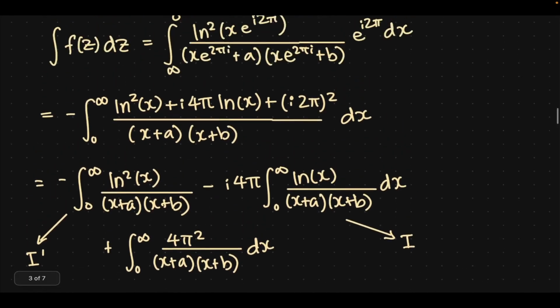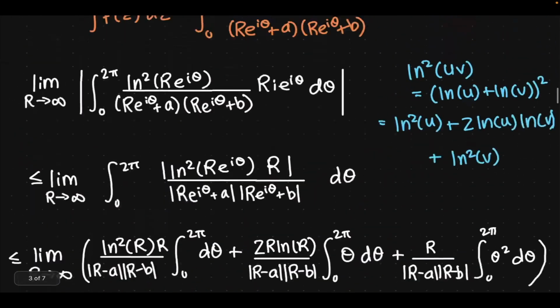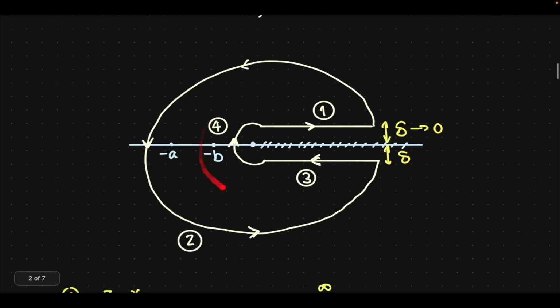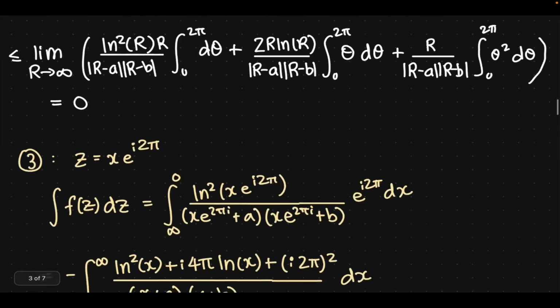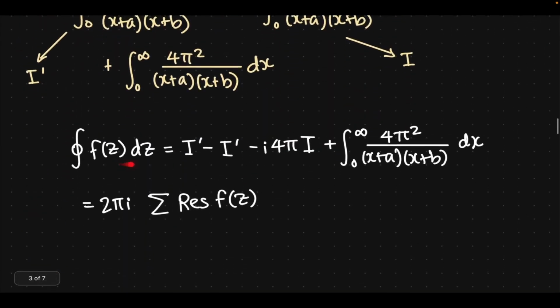Okay, now if we combine everything together in the entire expression for this entire contour, the closed integral of f of z dz is going to be I prime minus I 4 pi I plus the integral from 0 to infinity of 4 pi squared over (x plus a)(x plus b) dx. And we know from the residue theorem that all of that equals 2 pi I times the sum of residues of the integrand f of z at the poles of f of z.